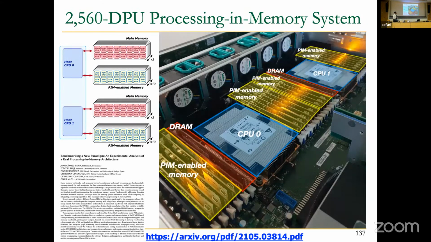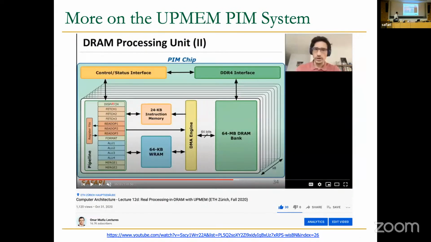This is an example of the system that they provide. So you have your regular CPUs over here that do computation. You have your regular DRAM that stores data for the CPU, and you have this PIM-enabled memory, that is, these DIMMs that have these PIM chips inside them for computation.